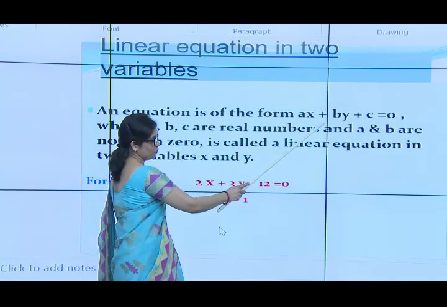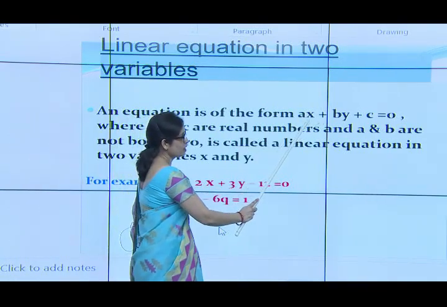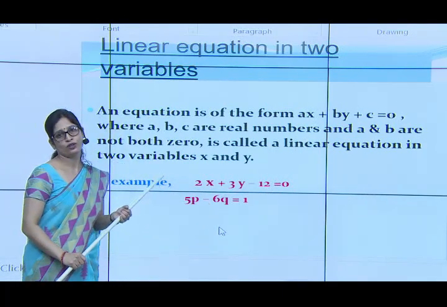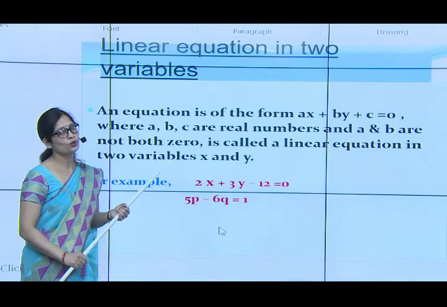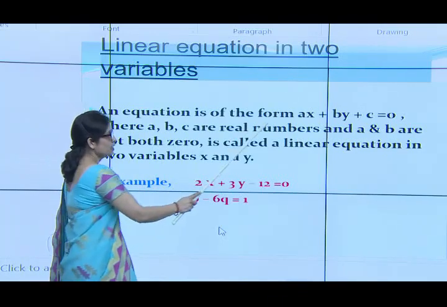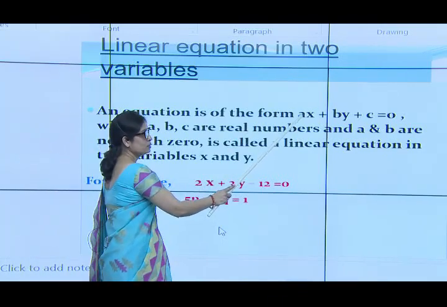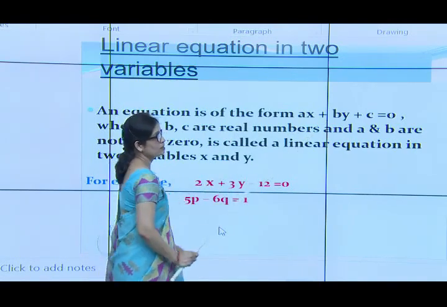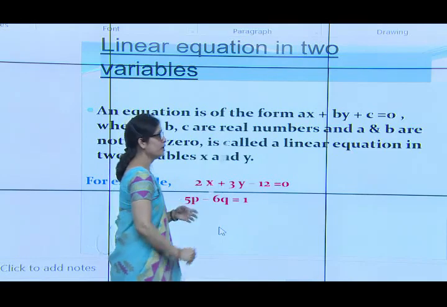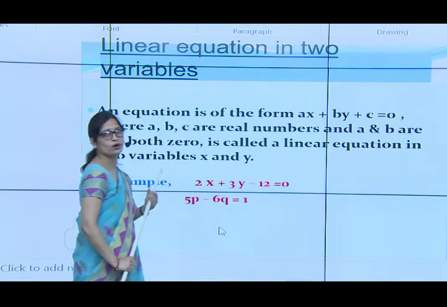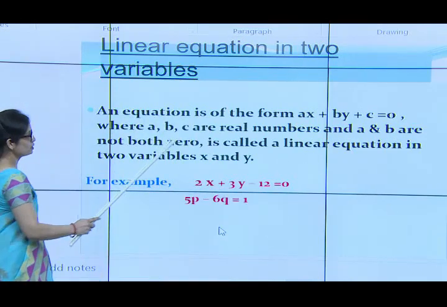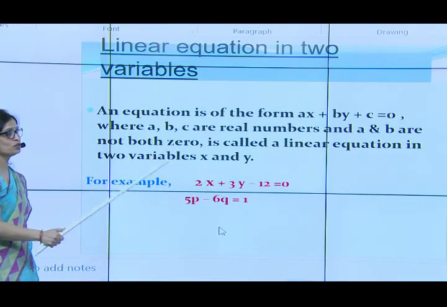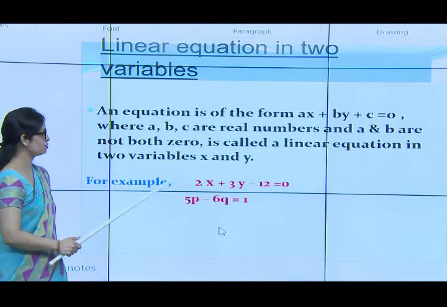Here in this equation we can see the two variables are x and y. So this is the standard form of the linear equation in two variables. This a is called the coefficient of x. Here b is called the coefficient of y and c is called the constant term. Now see the condition, a and b are not both 0. We will discuss these conditions later on.